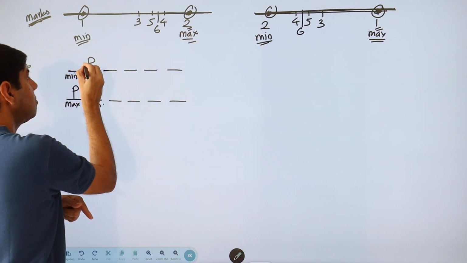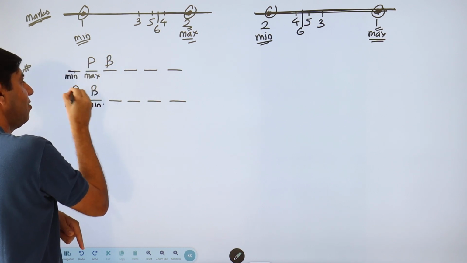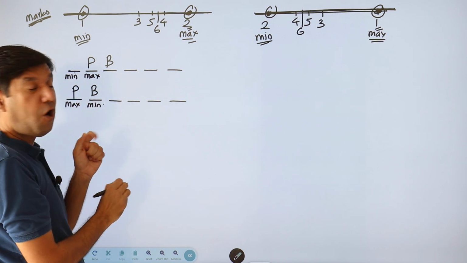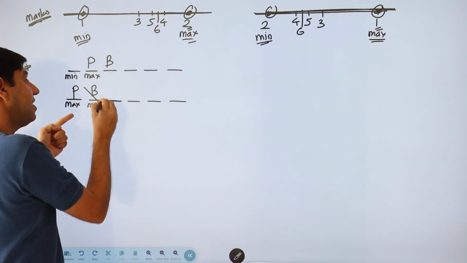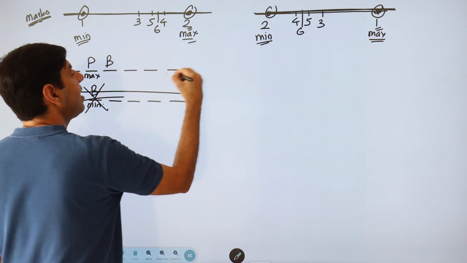But the question also says physics was held on the day immediately before biology. So biology is here. It also goes on to say biology is not the minimum. So this case cannot happen. If this case is ruled out, this is the only case.